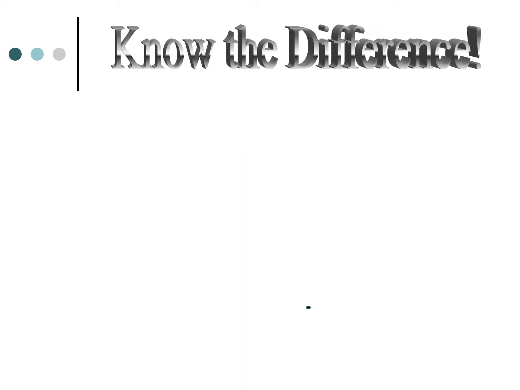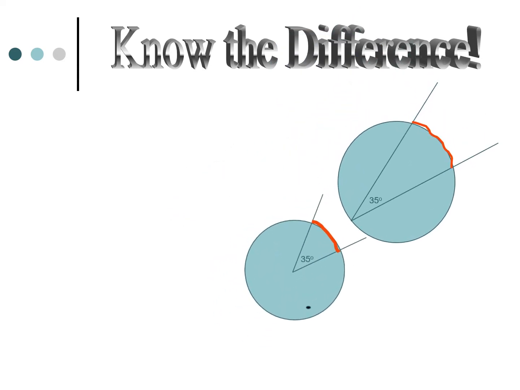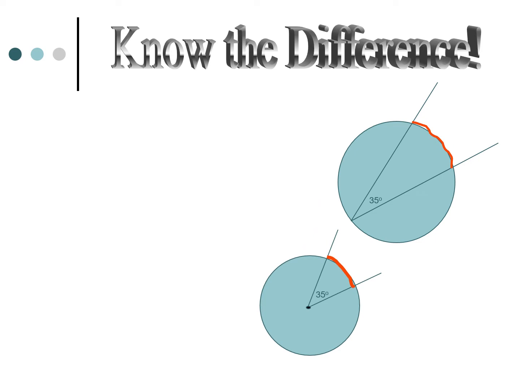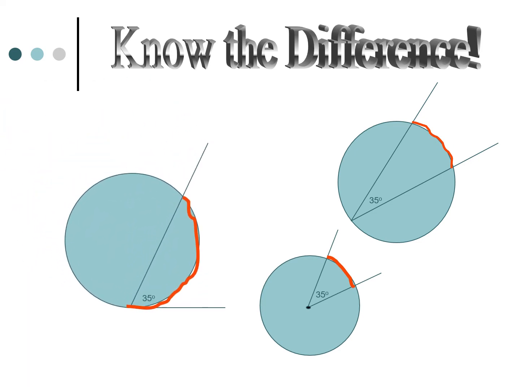Okay, so now we have to know the difference between these three types of angles. Here we have an inscribed angle. Here we have a central angle. And then here's the new one that we've been learning with the chord and the tangent line. So the first one we learned was this one. The theorem said whatever the central angle is, the arc is exactly the same. So this is 35 degrees.